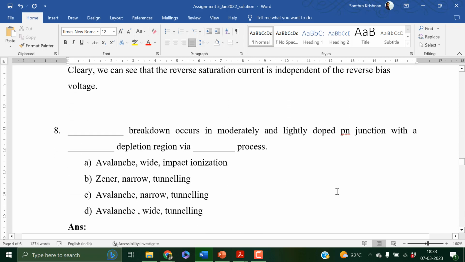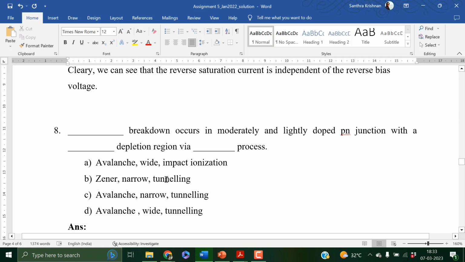Next, regarding avalanche breakdown and Zener breakdown, a fill in the blanks: dash breakdown occurs in moderately and lightly doped PN junction with a dash depletion region via dash process. Actually, for moderately doped junctions, we have avalanche breakdown. So what will be the depletion width, wide or narrow? You have three options. In avalanche breakdown, the depletion width is wide, and the process will be impact ionization.